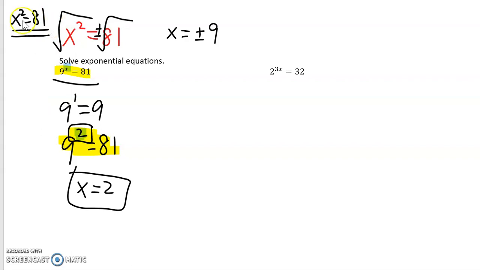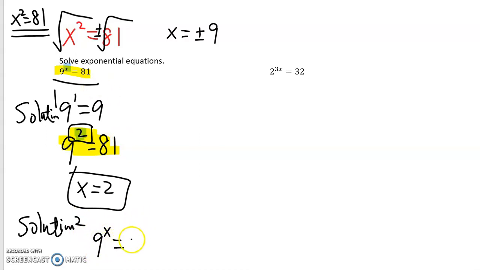The first solution was to look at the left-hand side and try to pick numbers for x and see if I can get the right-hand side number. The second solution, which is not a common way to do it, is that we can rewrite 81 as 9 to some exponent. Apparently, it's 9 squared. So that tells us x is equal to 2, because if the bases match and the answers match, these two exponents must be equal, because 9 to the x equals 9 squared.